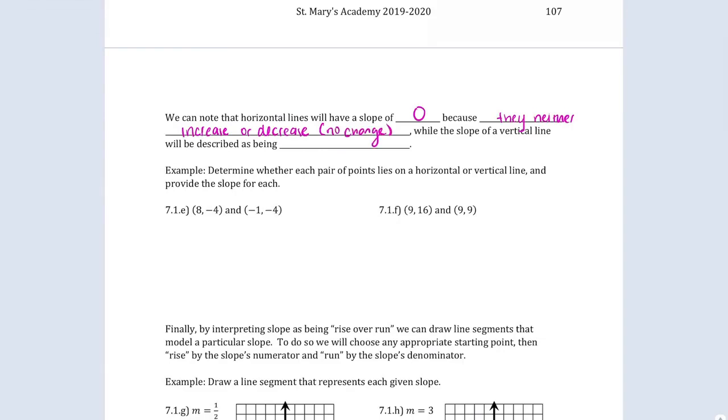While the slope of a vertical line will be described as being undefined because it rises, but it doesn't run. If our rise is some positive or negative value and our run is 0, that number over 0 doesn't actually exist. Therefore, it is undefined. So we are going to take a look and determine whether these points lie on a horizontal or vertical line, and we're going to provide the slope for each.